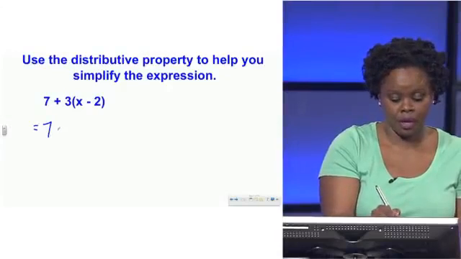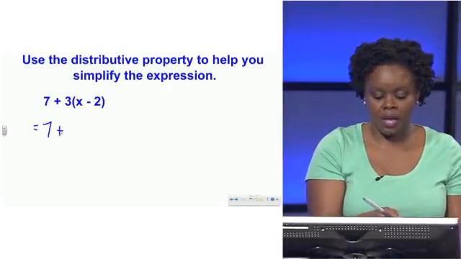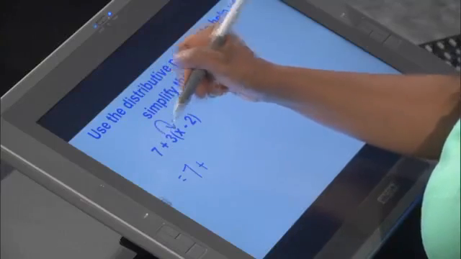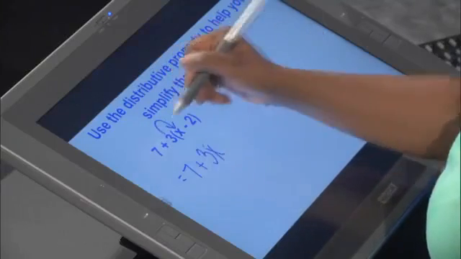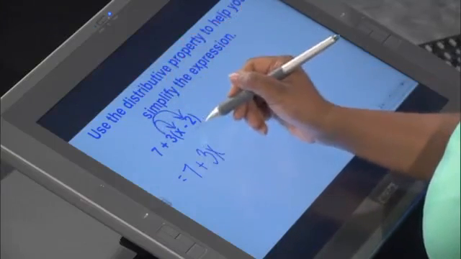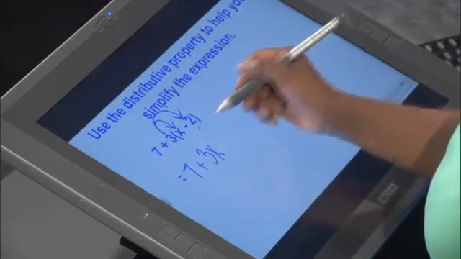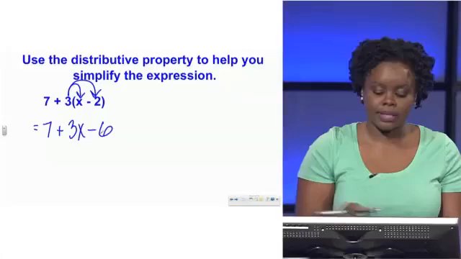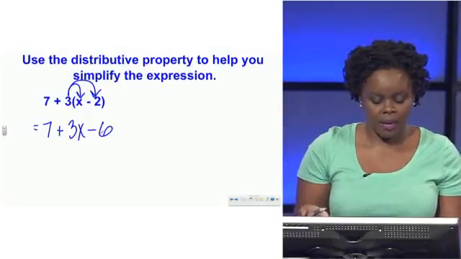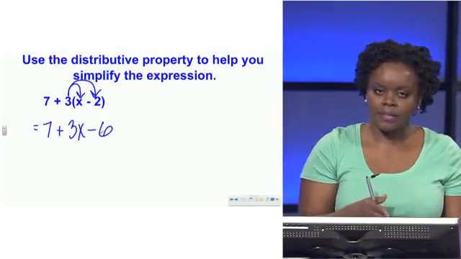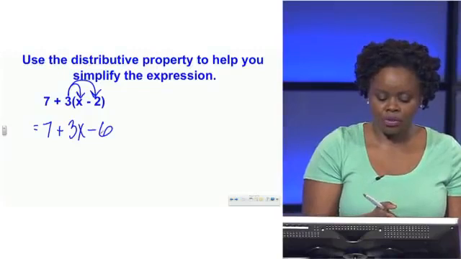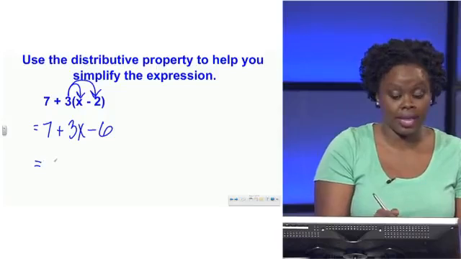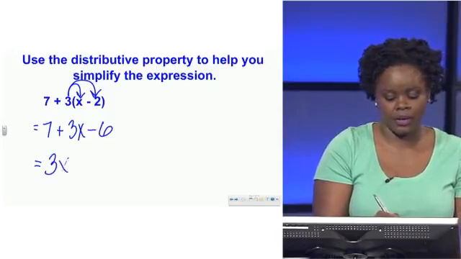So 7 plus. Now I do need to apply my distributive property here for the second bit. So 3 times x, that's 3x. And 3 times negative 2, because that's how I interpret that. All right, so 3 times negative 2, that's negative 6. So you'd write it as a minus 6. Then you look back at your problem, and you can combine some like terms here. Because you do have your 3x, which doesn't have anything else like it in that expression, so there's nothing to combine that with. So it's now just coming on down here.